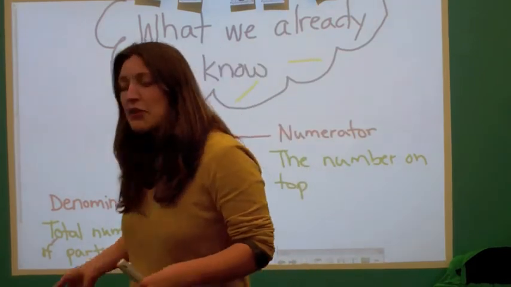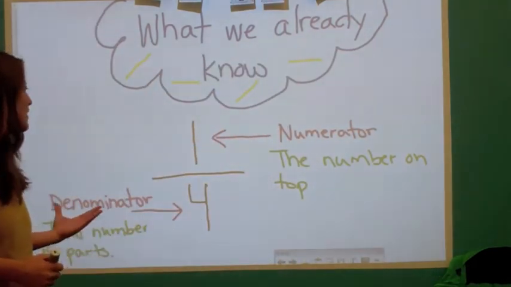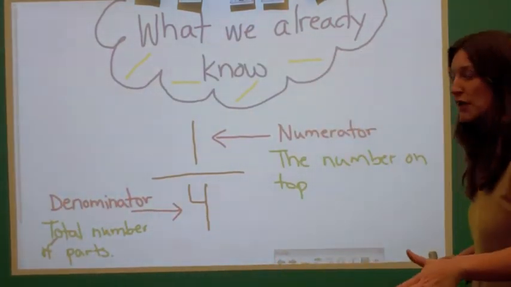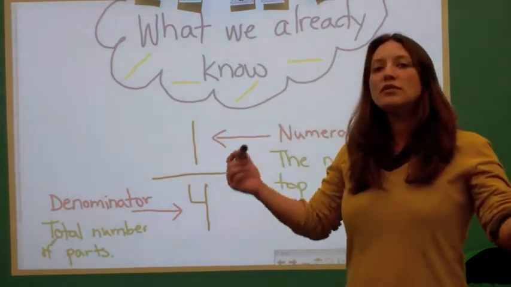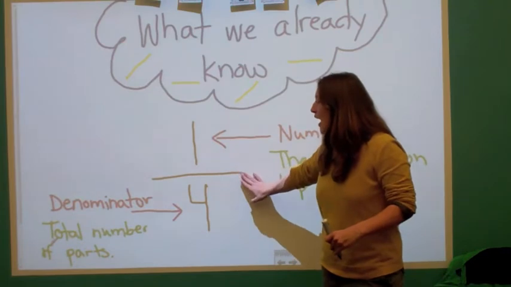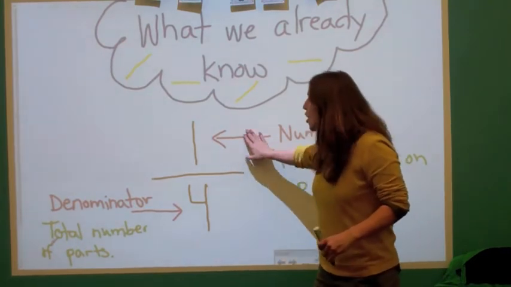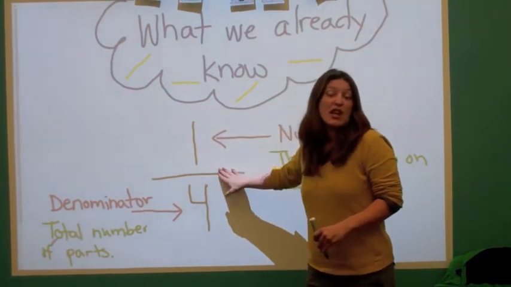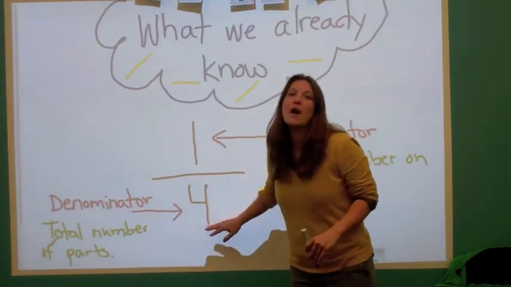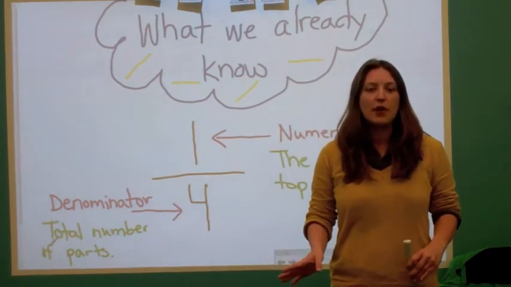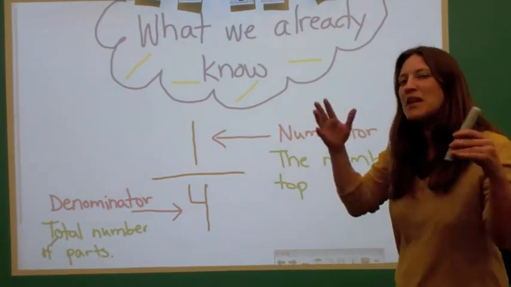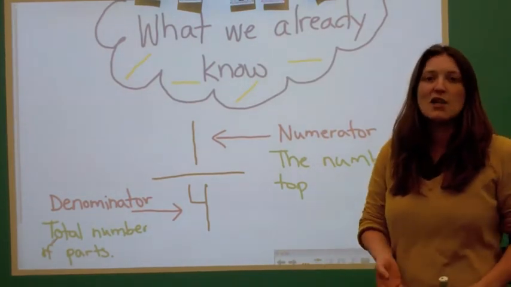After you've written down the numerator, please write down the denominator. And the denominator is the number that's down below the fraction line. And that is the total number of parts. So in this fraction, 1 out of 4, or 1/4, one piece is either shaded or one piece is counted out of a total number of 4 pieces altogether. So the number on the bottom, the denominator, is talking about how many pieces that whole thing is broken up into.